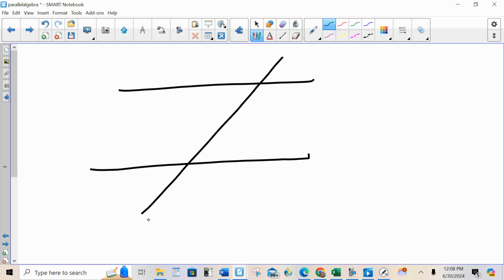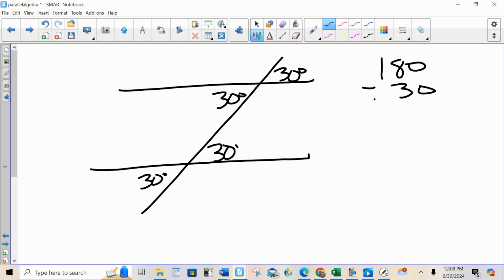I know when I have this picture, let's say that this angle right here is 30. Now that all the acute angles are 30. If the angles are all acute, they're going to be equal. To find the obtuse angles, I know they're going to be supplementary, so I subtract from 180.